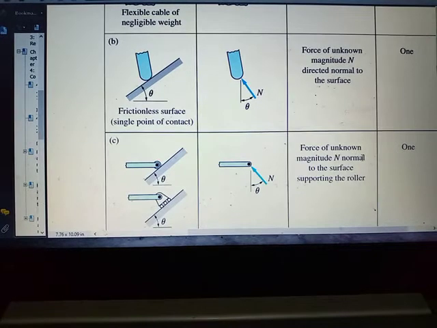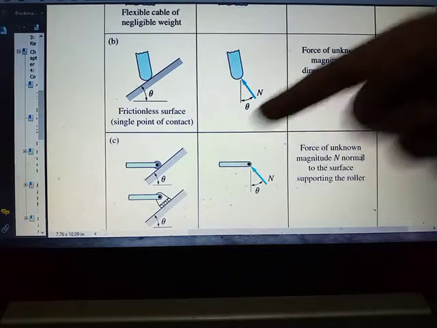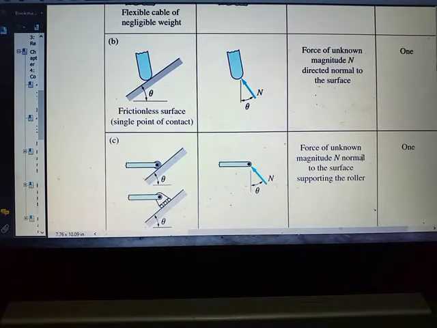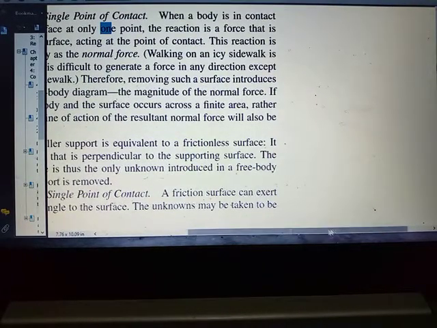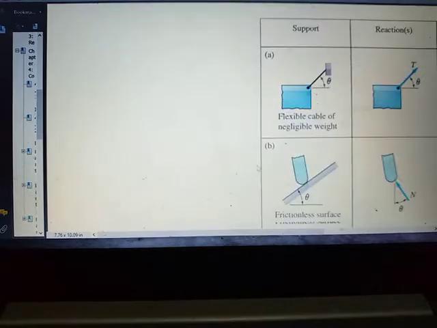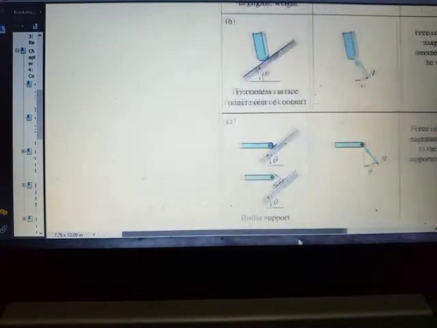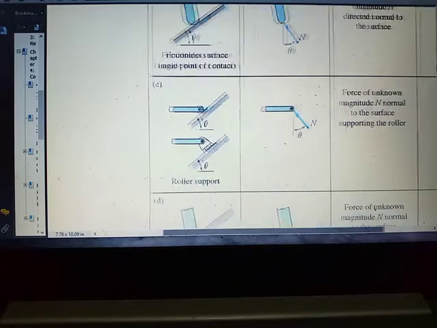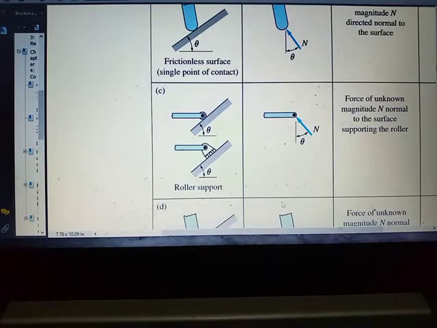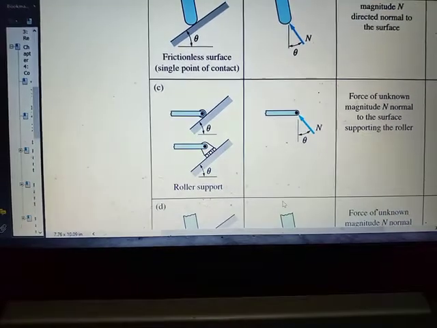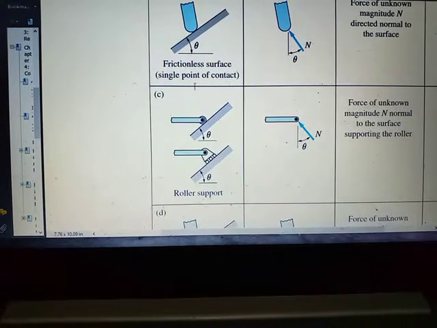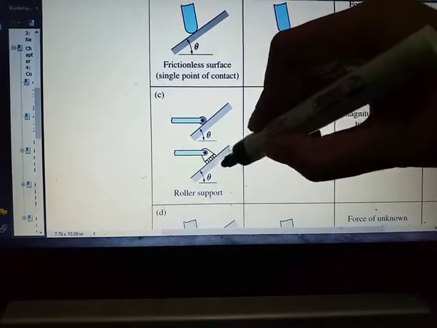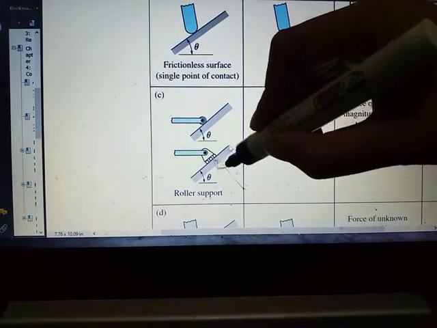Kapag ganito yung forma mo, this is what we call roller or rocker. Ito yung tinatawag na roller support. Pag sinabi nating roller support, other term nito is rocker. Ibig sabihin ng roller support, same sila ng frictionless surface. Yung reaction nila is perpendicular to the surface. Ganyan, dyan lang yung forces niya.